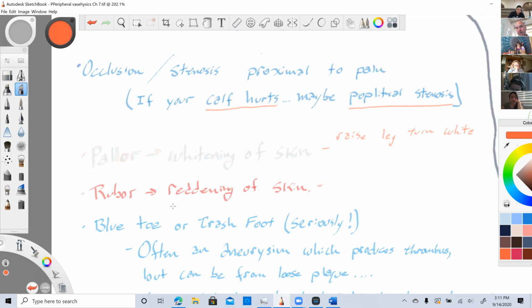Rubor, or reddening of the skin, can be caused by going back from a raised to a dependent position. So you put their feet back down and the blood makes it in. Back to the leg turning white, just remember, like I was saying, the veins are working so the blood is draining out of the leg pretty well, but the artery's not replacing the blood. So that's why the skin can turn more pale, and dependent is just more of a rush back in.